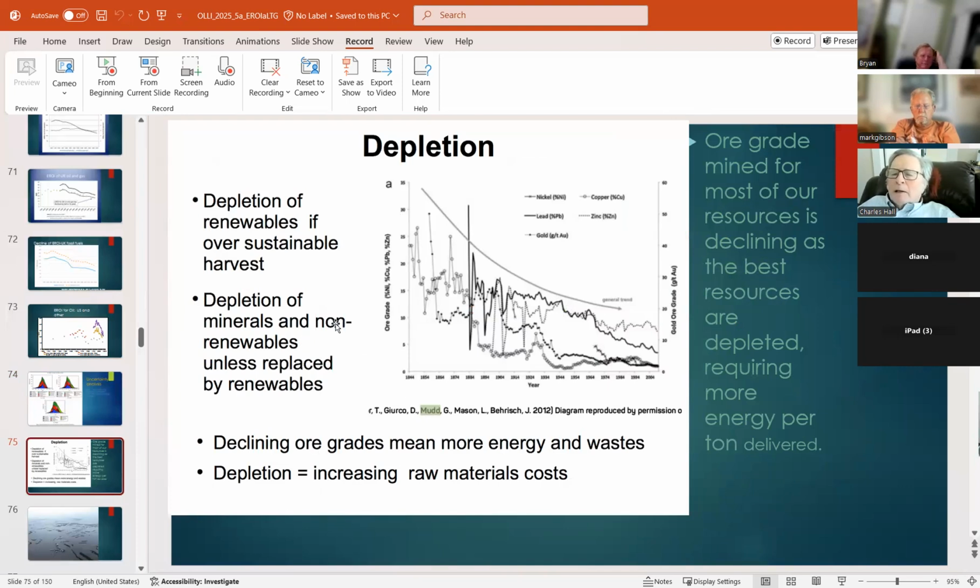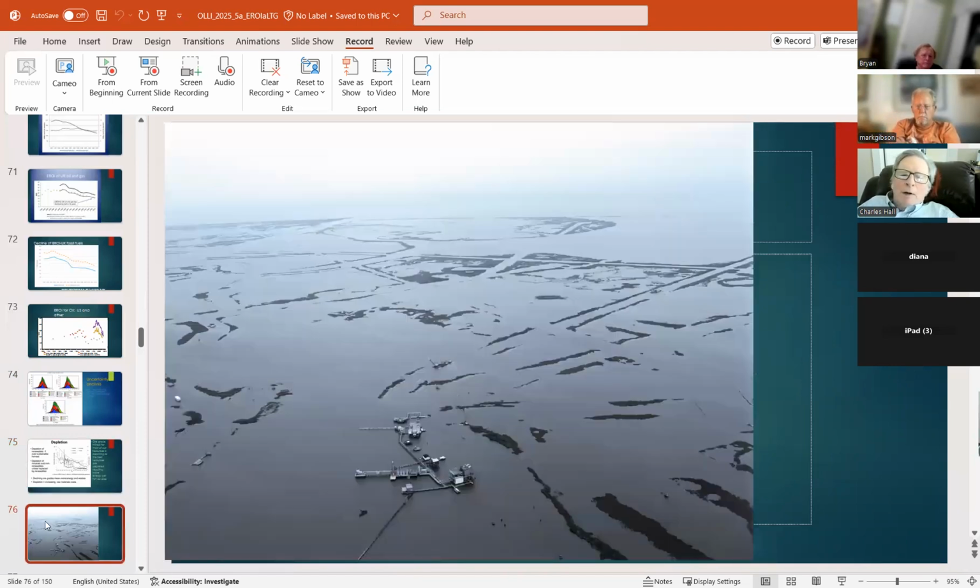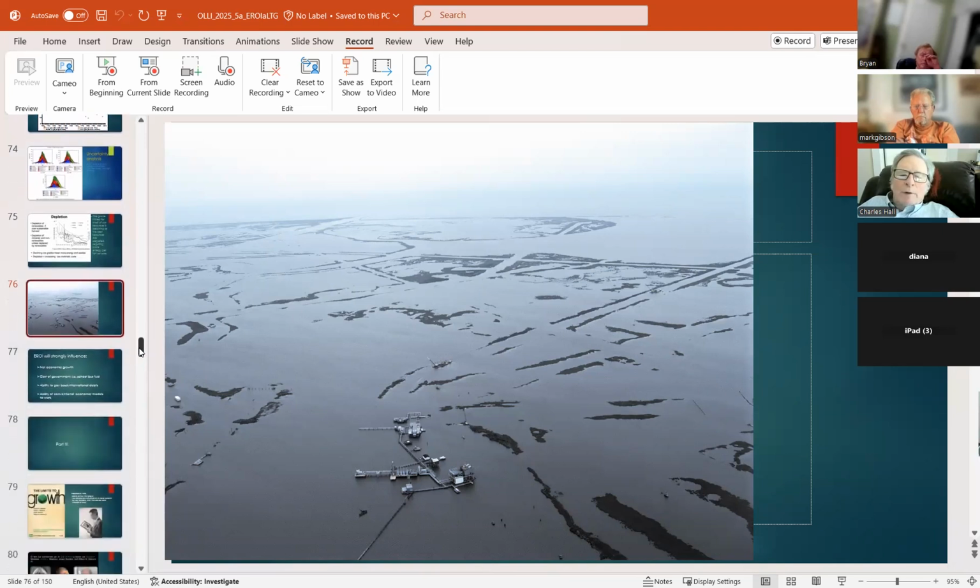They'll have the data. Meanwhile, the grade of all of our major metals is declining, meaning that it takes more energy to make a kilogram of copper or nickel or whatever. And there's the environmental effects of all this, which I haven't taken into account. And I just want to say that's important.